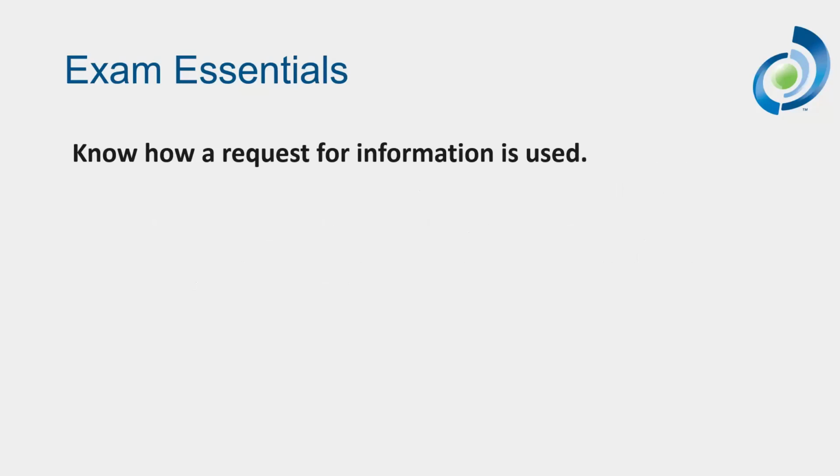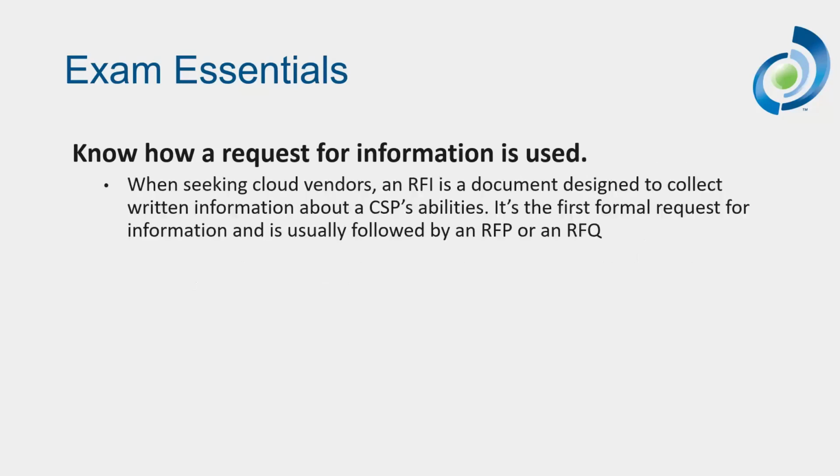Know how a request for information is used. So an RFI, when seeking a cloud vendor, is a document designed to collect written information about a CSP's abilities. It's the first formal request for information and is usually followed by an RFP and RFQ.